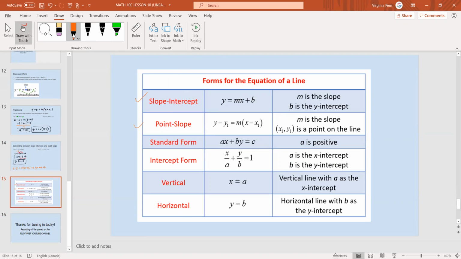And intercept form, this is not something that you need to know for the Alberta 10C curriculum, but it's basically a form which makes it really easy to find the x and y intercept. There are lots and lots of forms, like you can rearrange it in any way and that could still be a form. But we don't need to know this, and this is for next week. So we've also talked about vertical and horizontal lines. And that's it.